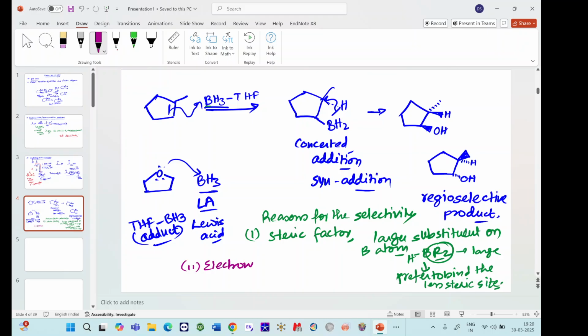Okay. Second point is electronic effect or electronic factor, which is stability of 2-degree carbocation, then terminal 1-degree carbocation.